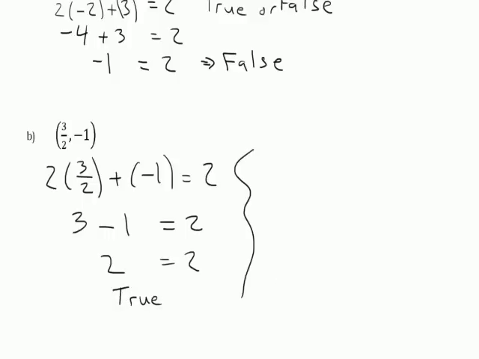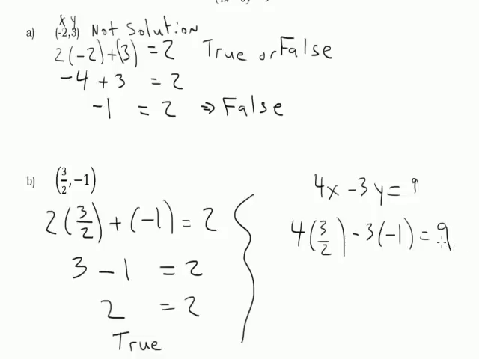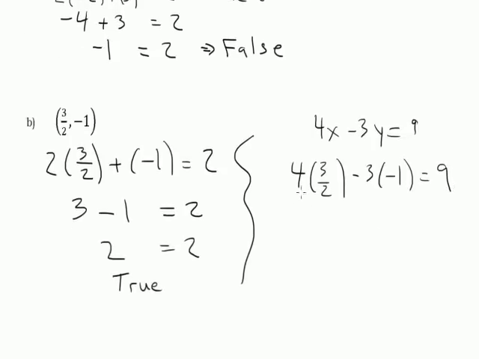Looking back up at that second equation real quick, that second equation is 4x minus 3y equals 9. Plugging in 3 halves for x and negative 1 for y as we work to determine whether or not this is a true statement. 4 times 3 halves, that's the same as 2 times 3, that's 6. Well, negative 3 times negative 1 is a positive 3, equals 9. Let's see, 9. I'm pretty sure that equals 9.